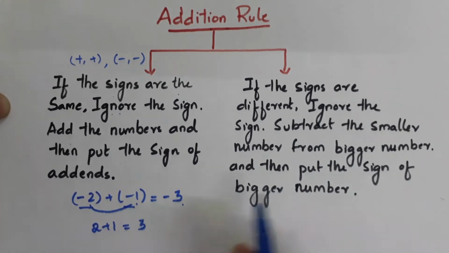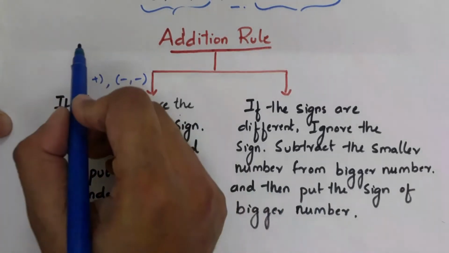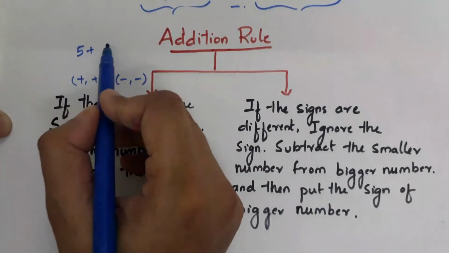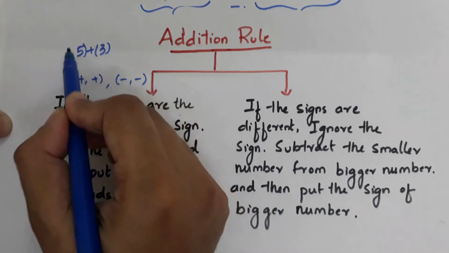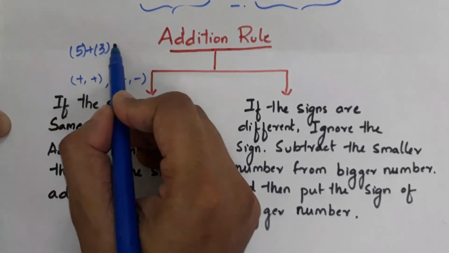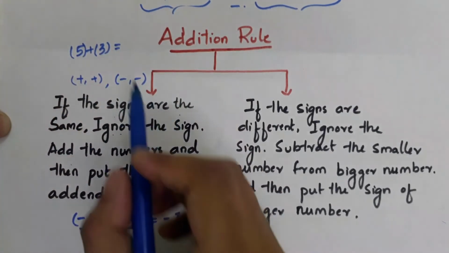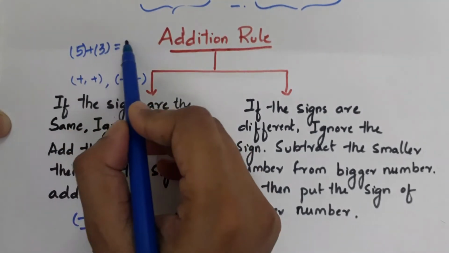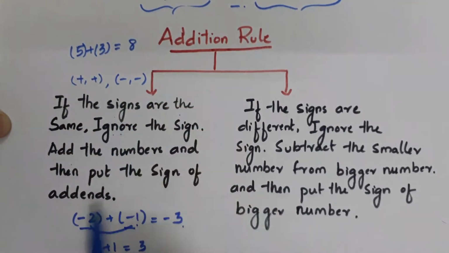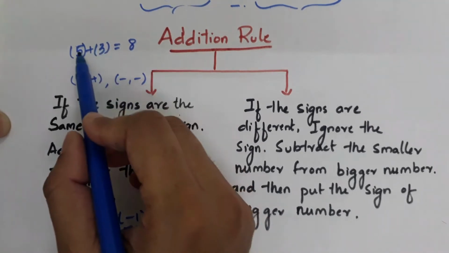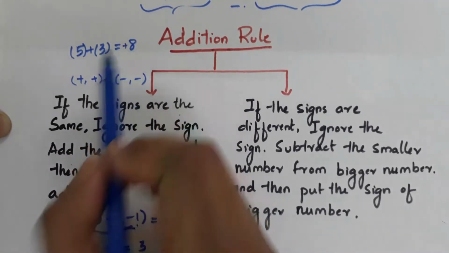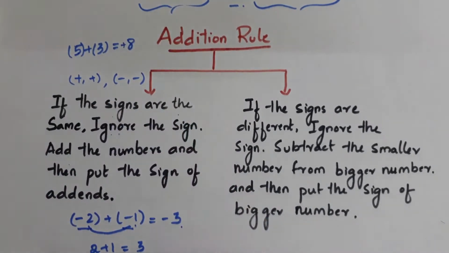Now the same thing happens if both numbers are positive. Like I have 5 plus 3. Both numbers are positive, they have the same sign. I'll ignore the sign and just add them. 5 plus 3 is 8. Then put back the sign of the addends. Both are positive, so my answer will be +8. This is the situation when the signs are the same.